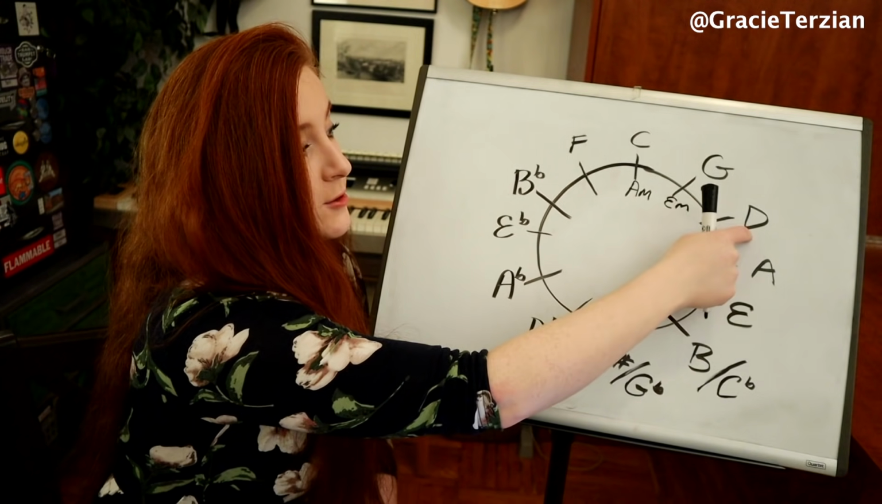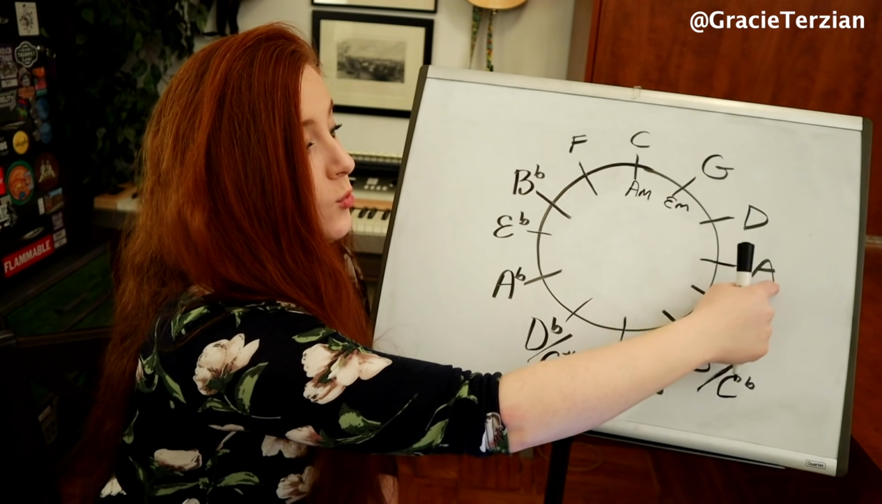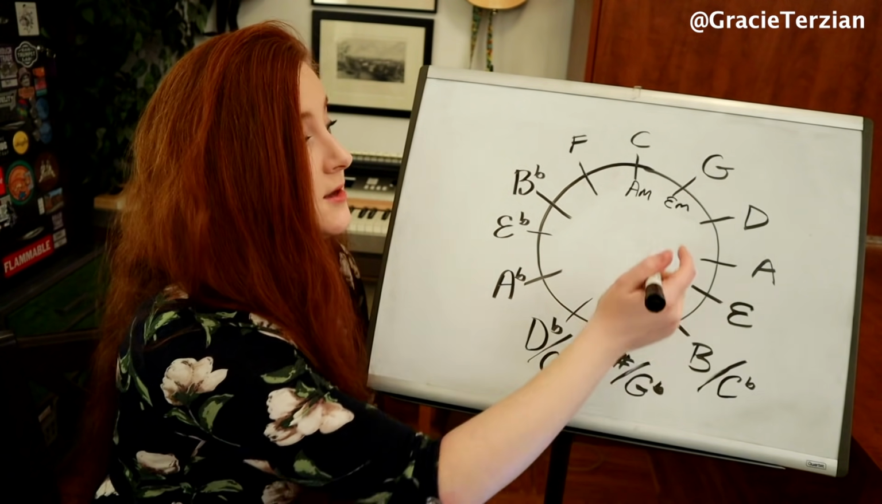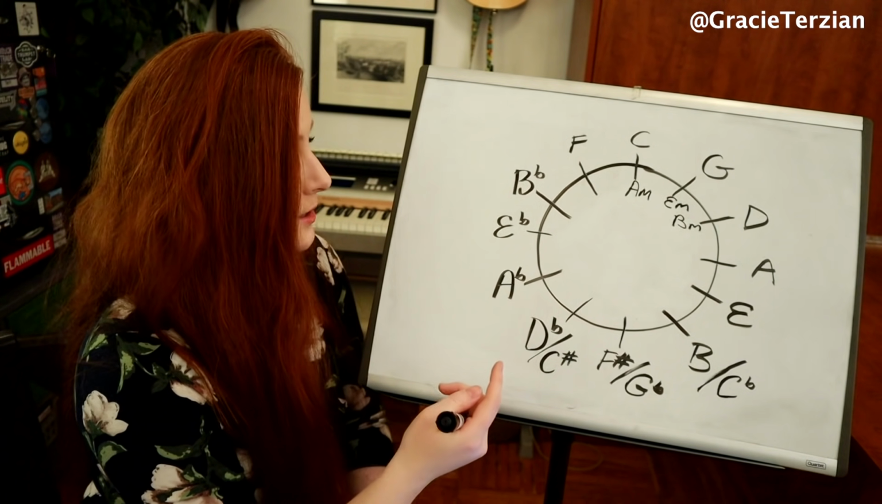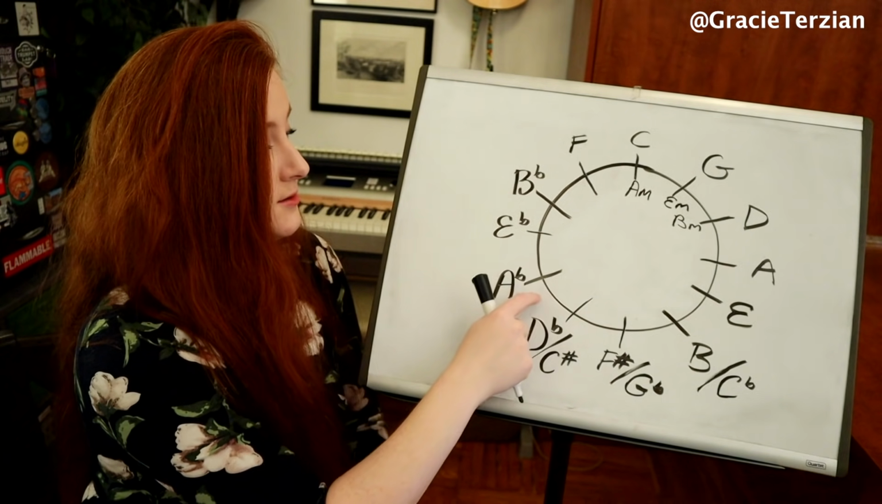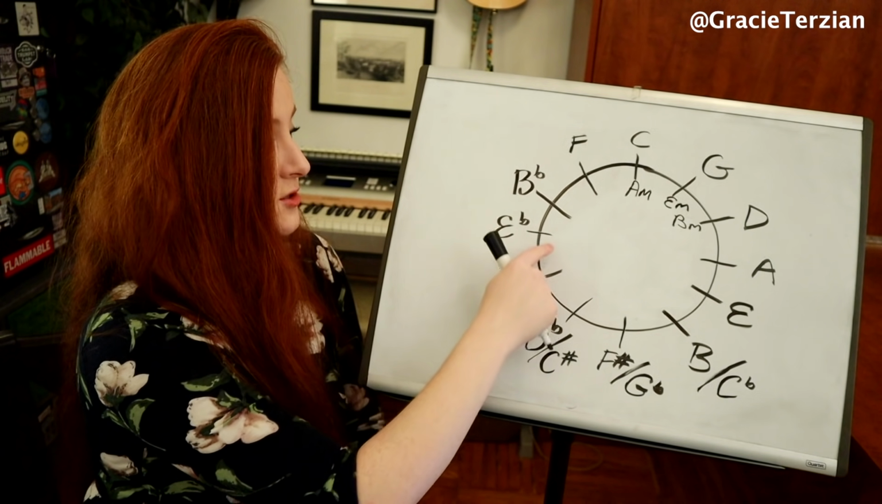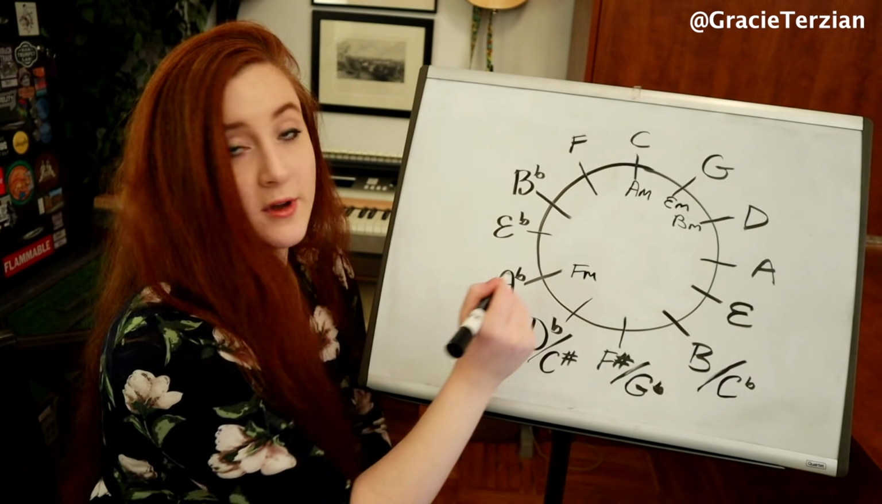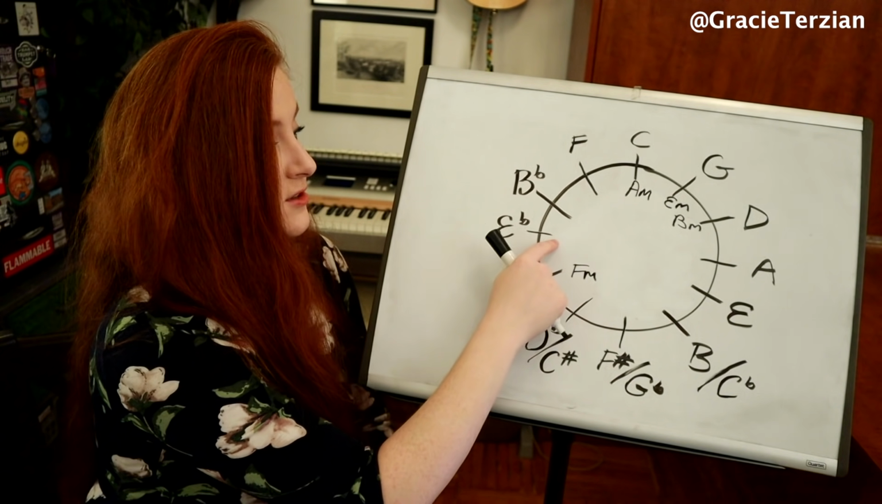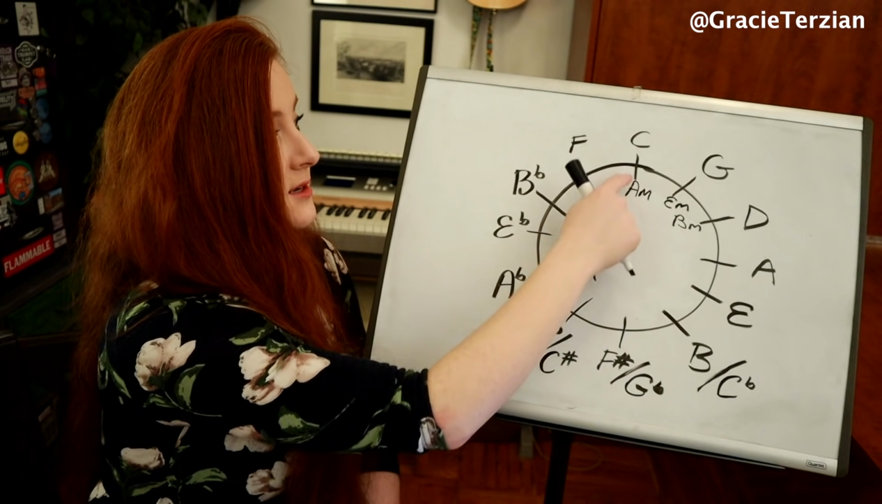What about the relative minor of D major? What's that? I move over 1, 2, 3, I get to B. So B minor is my relative key. What about the relative minor of A flat, right? I'm going to keep moving this direction. So 1, 2, 3, F. So F minor is my relative key. Okay, what about the relative minor of E flat? 1, 2, 3, I get to C, right?